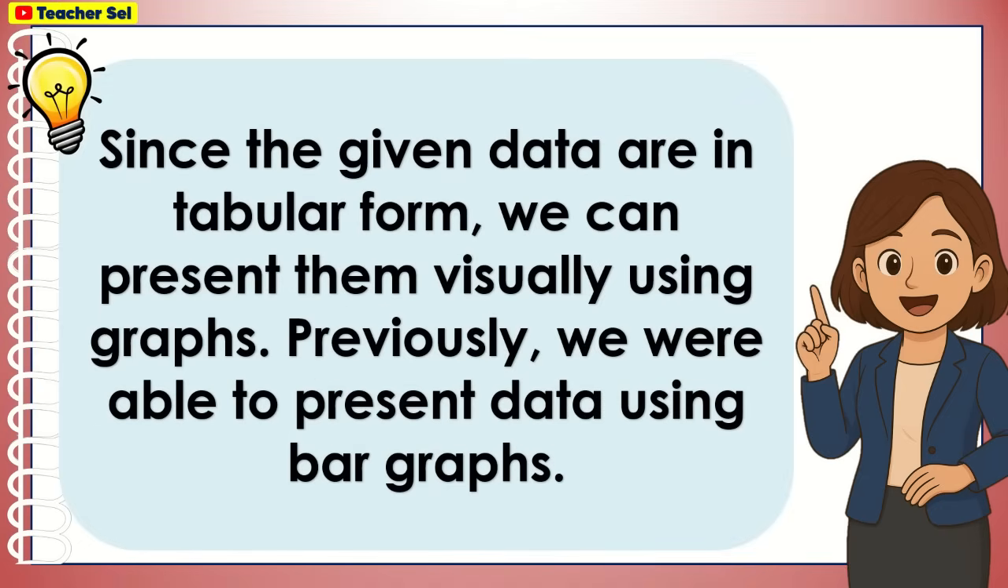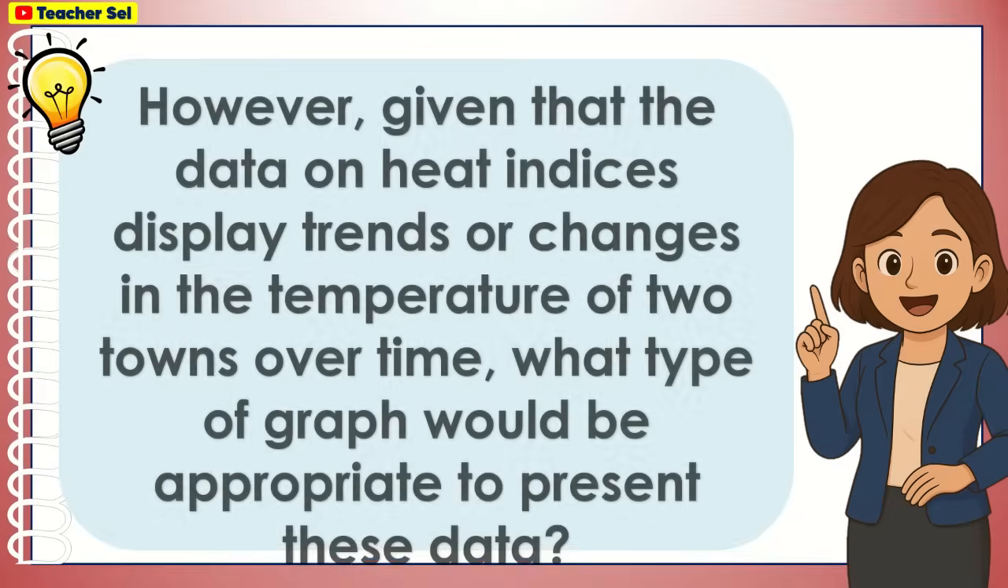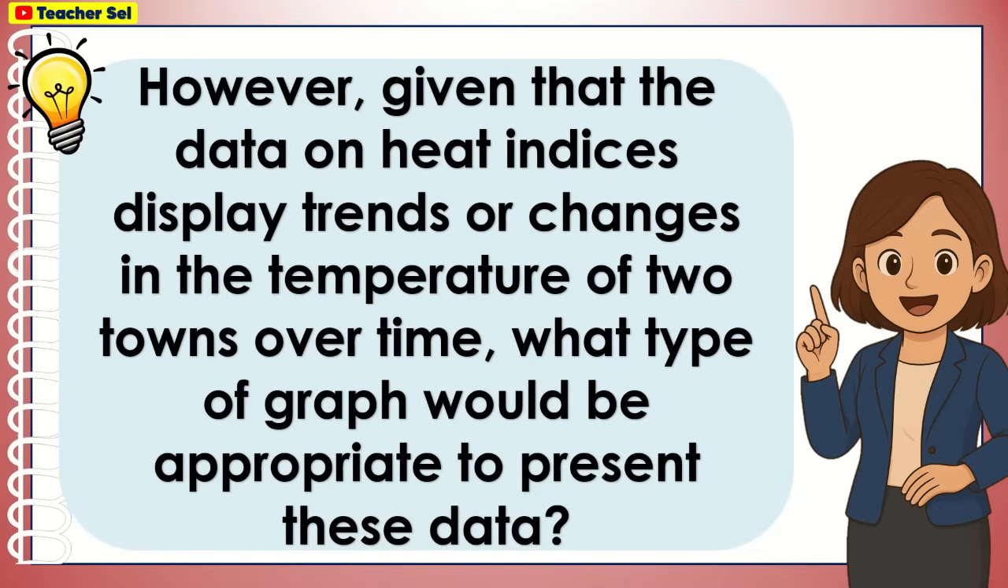Since the given data are in tabular form, we can present them visually using graphs. Previously, we were able to present data using bar graphs. However, given that the data on heat indices display trends or changes in the temperature of two towns over time, what type of graph would be appropriate to present this data?